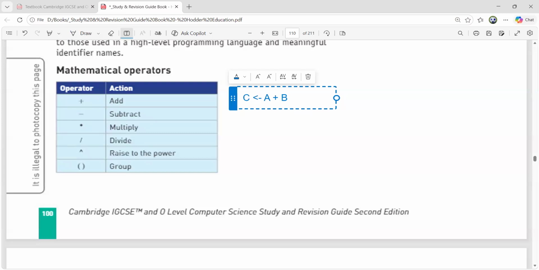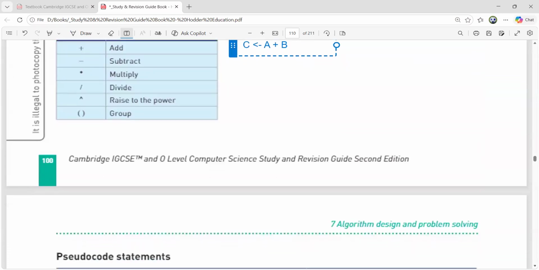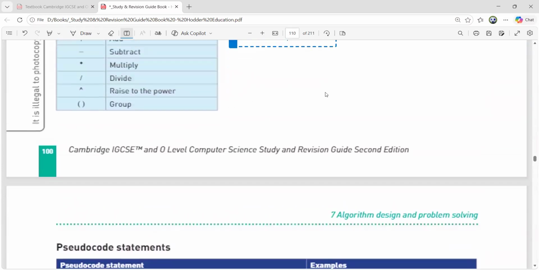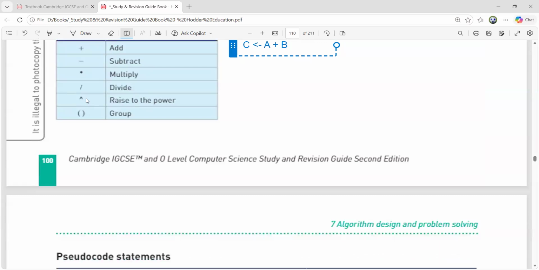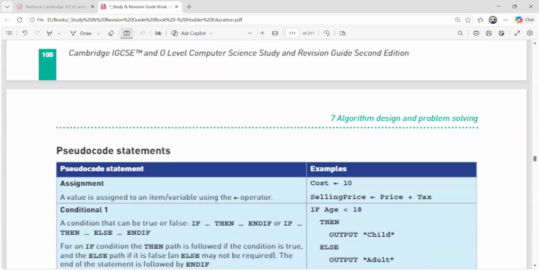That is assignment also definitely, but along with that, that is addition, multiplication, subtraction, division, and raise to the power. And this is the power sign, where you mention the power with the help of this caret symbol. And then groups are shown with the help of the simple brackets. So these are your mathematical operators.